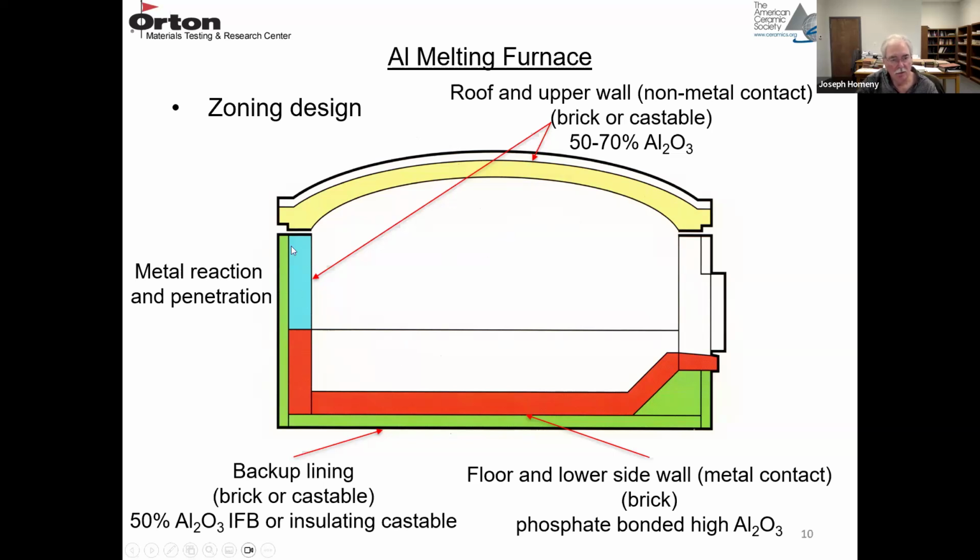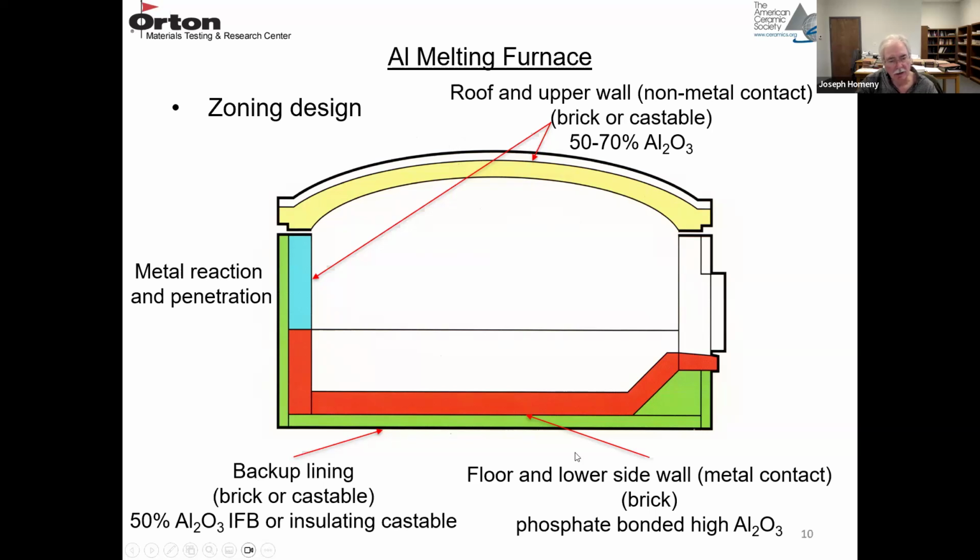So the roof here, the upper walls above the metal, so they're non-metal contact, can be a brick or castable of the 50–70% alumina type. So they're alumina silica materials, but below the metal line, the floor, the lower sidewalls, where there's metal contact, it's usually a brick and it's a phosphate bonded high alumina. So you're eliminating the silica to prevent that reaction that I just mentioned.